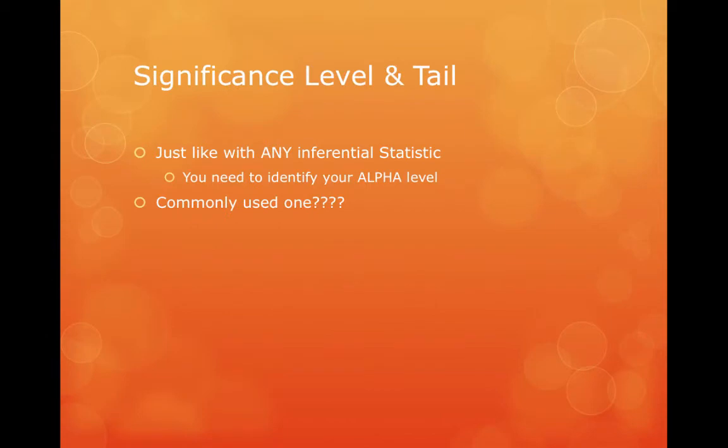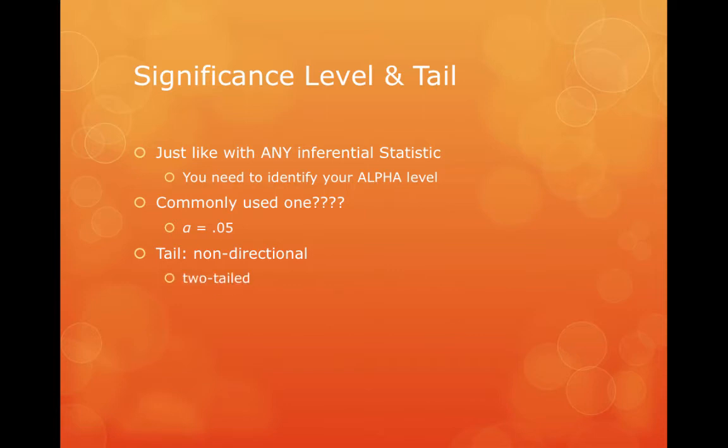So just like any inferential test, you have to identify what your alpha level is before you conduct your tests. So what's a commonly used one that we see? Alpha is equal to 0.05. This is giving ourselves 5% chance of being wrong, that we're going to reject the null hypothesis when in fact it's true. And what about our tails? Well, since we did kind of list both of them, let's go with first a non-directional. So non-directional research hypothesis is going to be which tail? 1 tail or 2 tails?